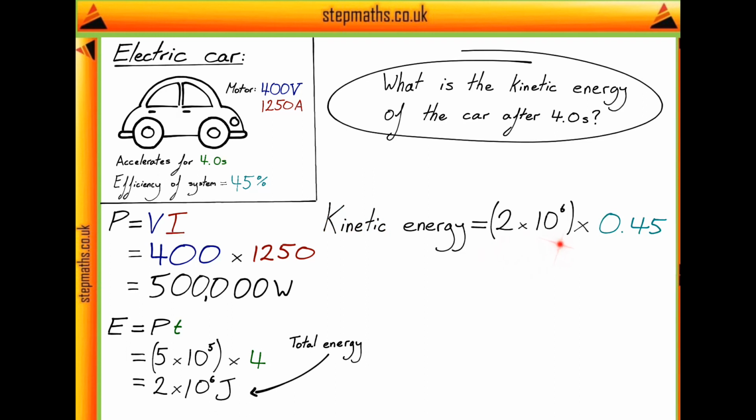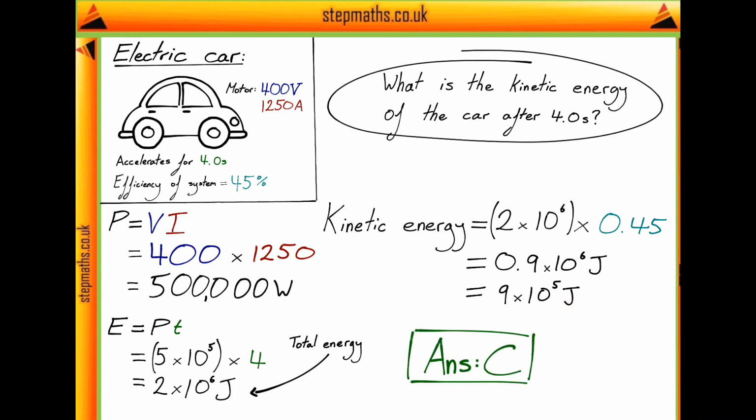So, with some small calculations, we find that this is 0.9 times 10 to the 6 joules, which we can change into standard form as 9 times 10 to the 5 joules. This corresponds to answer C.